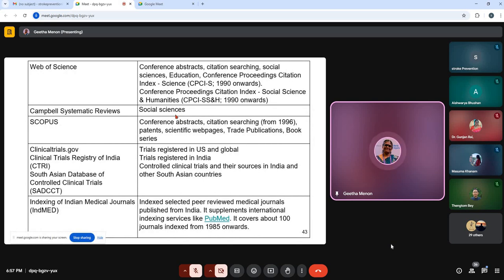Then the clinical trials registry, the CTRI of India. If you're looking for trials in India, then CTRI provides you a registry of clinical trials. And for global clinical trials, clinicaltrials.gov can be searched. Then INDMED is there for indexing Indian medical journals, because sometimes Indian medical journals are not cited in PubMed, so we'll have to look for them separately.